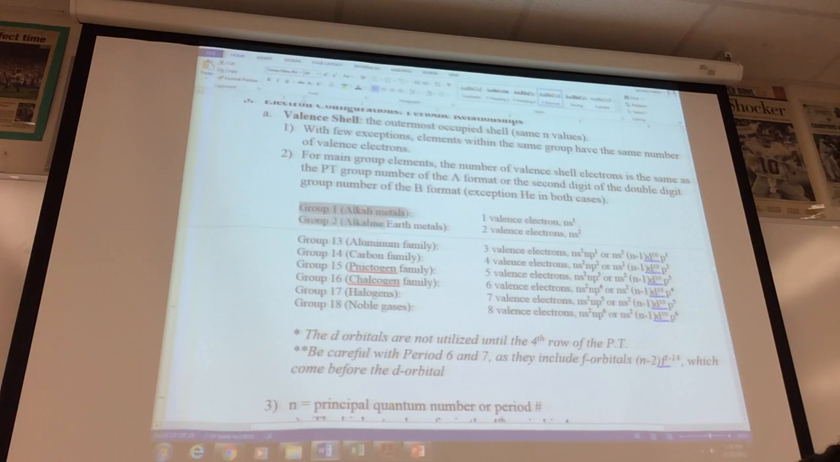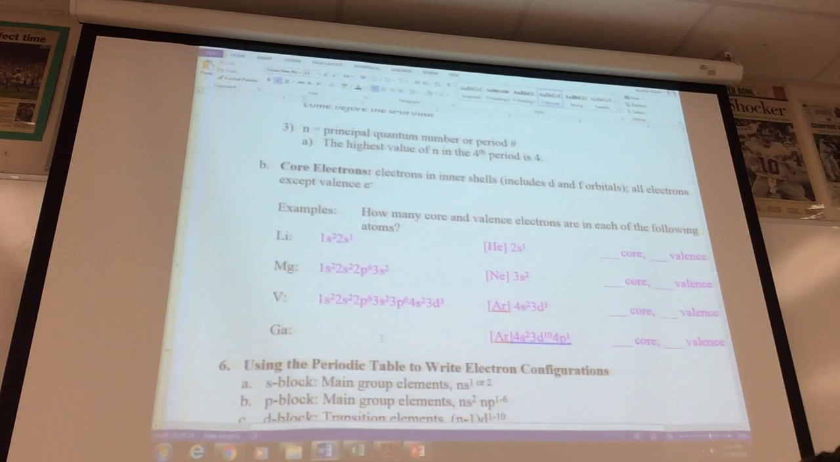You'll remember that group 1 and 2 have 1 and 2 valence electrons respectively. When you get into the double-digit group numbers in the P block, the number of valence electrons are the back number of the group number. So there's nothing new there.